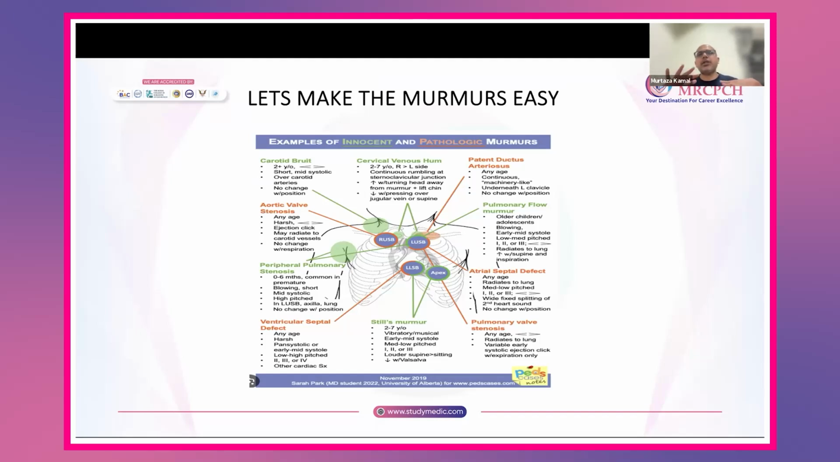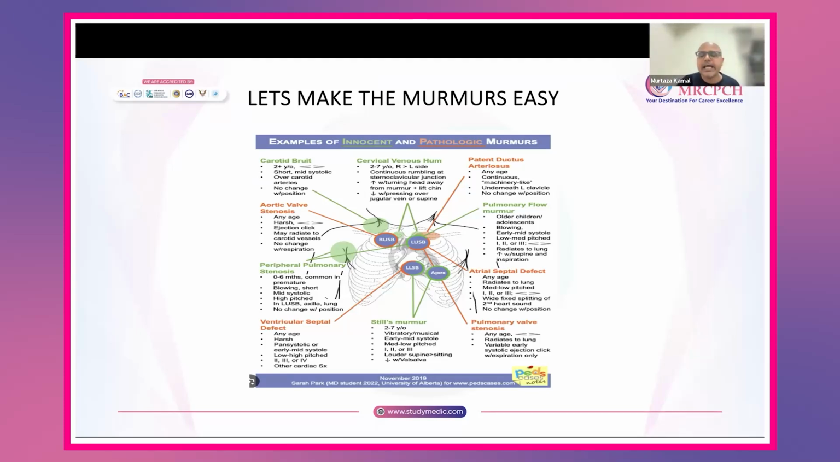So systolic murmurs which are below the nipple are always pansystolic murmurs: VSDs, MRs, and TRs. Systolic murmurs which are above the nipple are always ejection systolic murmurs. Only two causes, AS and PS. That's it. Close the chapter.